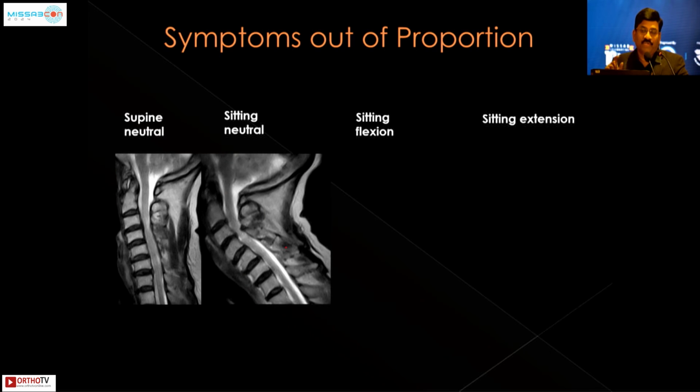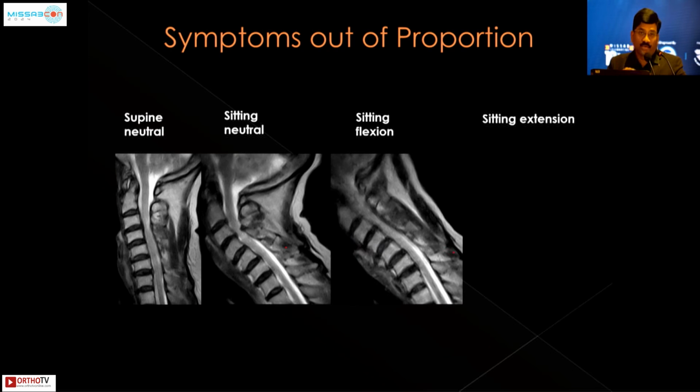It is interesting for us to know that a lot of these compressions are happening at the 3-4 level. Usually we think C5-6 is the worst area, where a lot of body weight falls, but dynamic effects are happening more at C3-4, and we have been consistently seeing it at the 3-4 level in these patients.